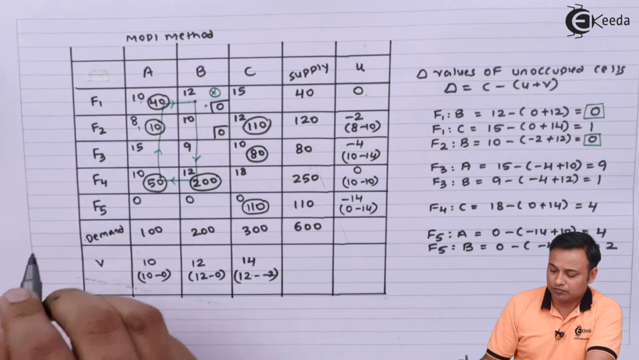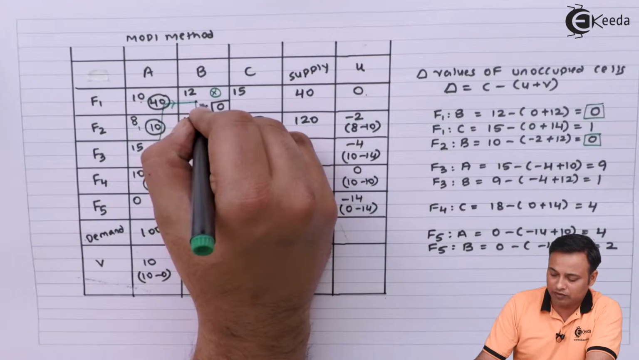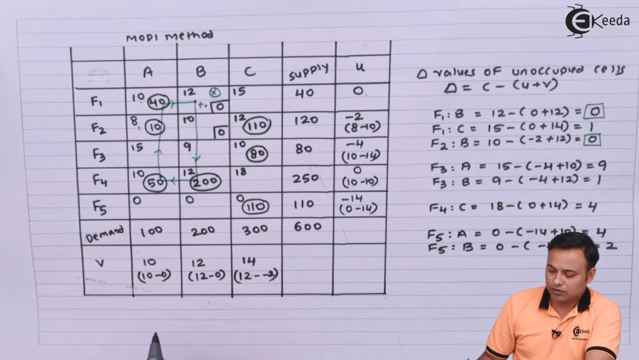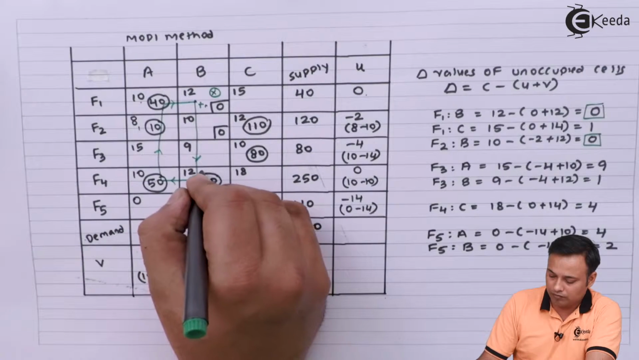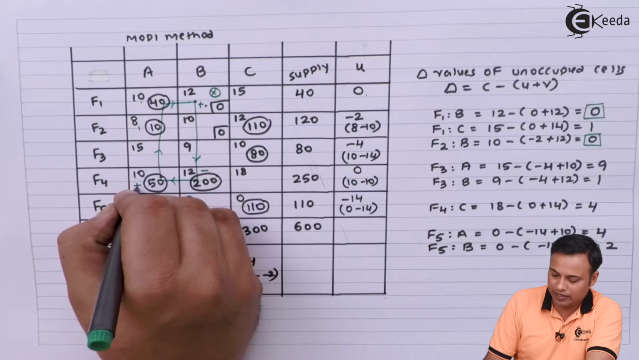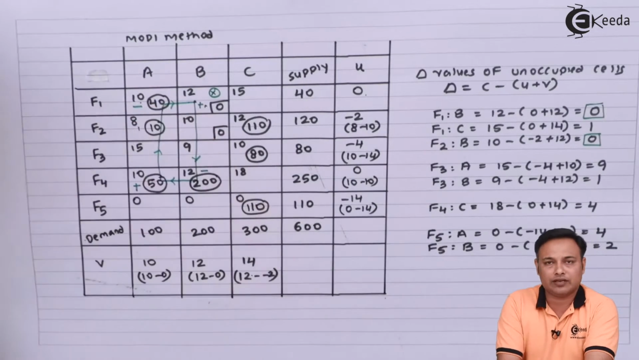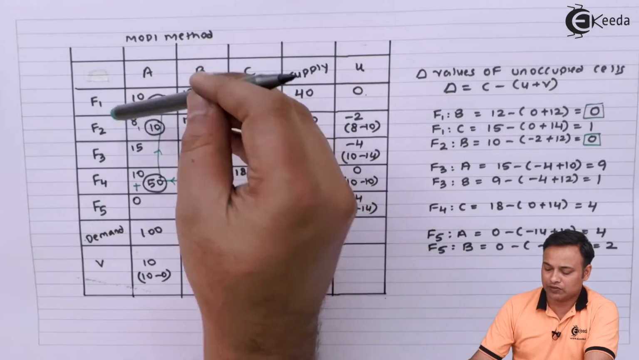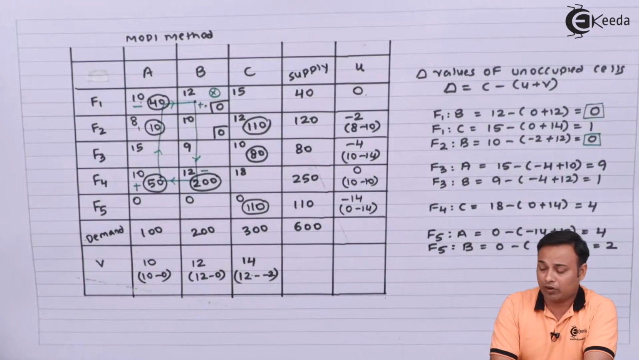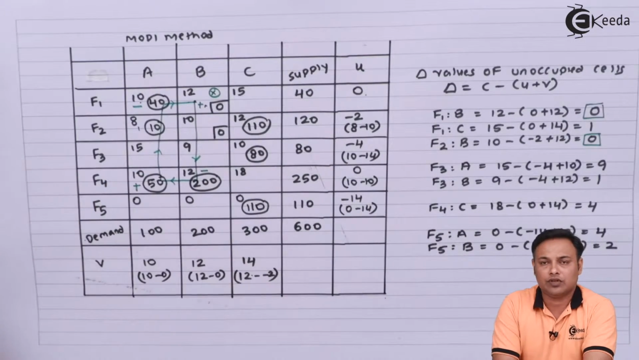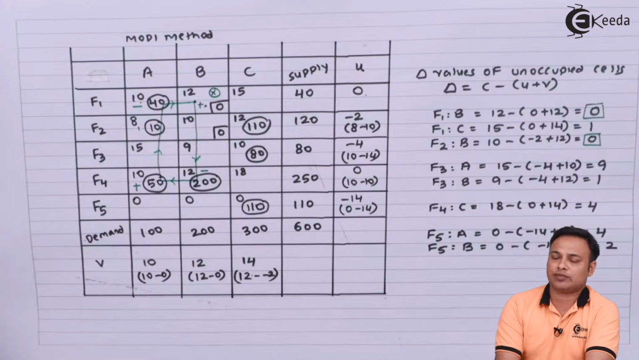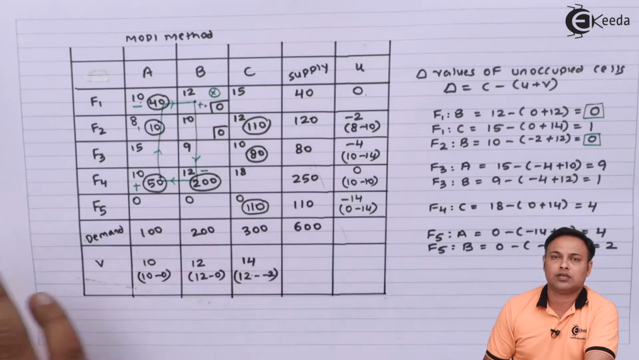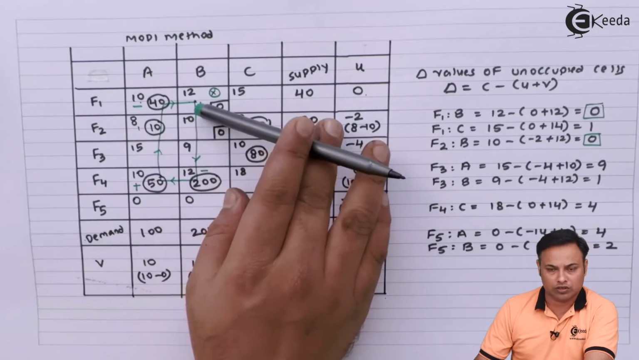So we started from F1B, the value will be plus, then minus, again a plus and minus. Where we started the loop, there we have to give a positive sign. Plus minus plus minus, I have two negatives and two positives. In the negatives my allocations are 40 and 200. So of 40 and 200, whichever is less, 40 will come. So I will subtract 40 from these negative corners and I will add that 40 to the positive corners.